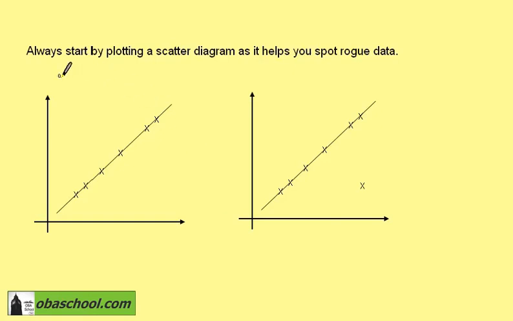When dealing with bivariate data, you should always start by plotting a scatter diagram. One reason for doing this is that it helps you spot rogue data. If we look at this diagram, we can see all of our data lines up very well along a straight line.